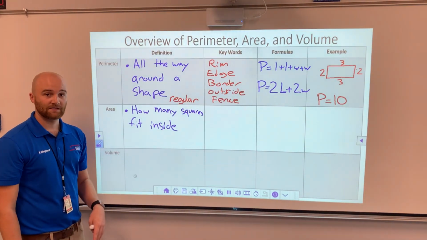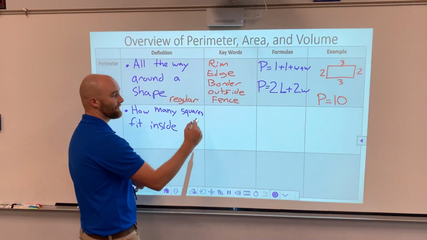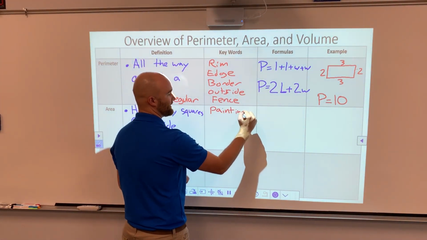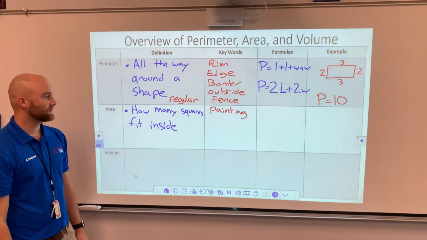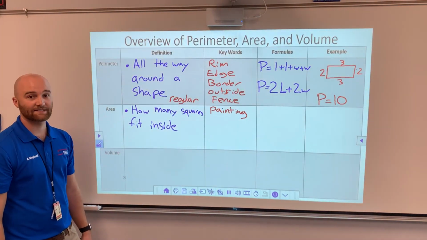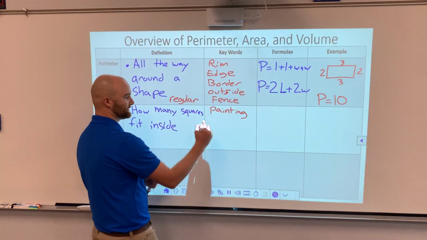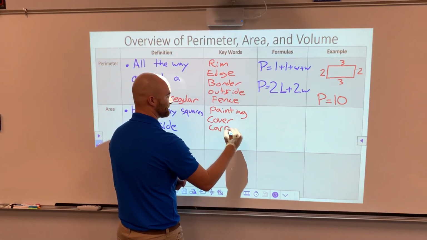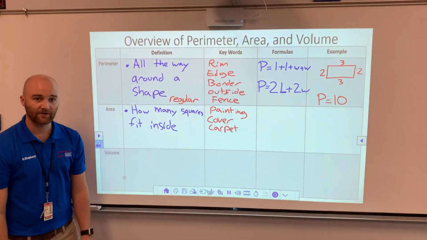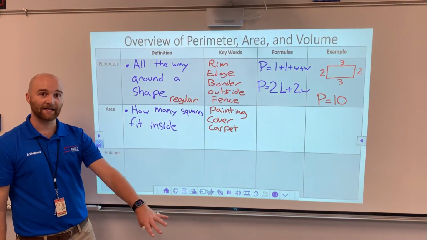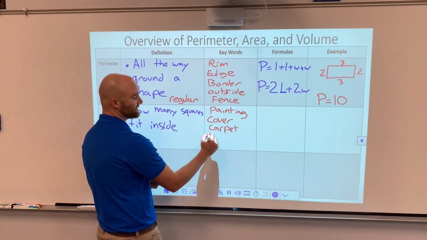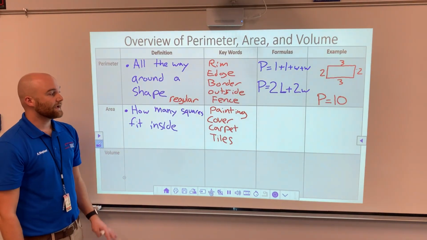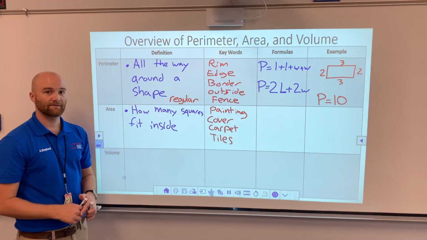Here are some keywords that you might see for area. If you see a problem and it's asking you about painting, like you're painting a wall, it's probably asking you about area. If you see a problem and that problem is asking you about covering or carpeting, it's probably talking about area. Similarly, if it says about tiling or making like tiles, it's probably talking about area. Area is how many squares will fit on the inside.